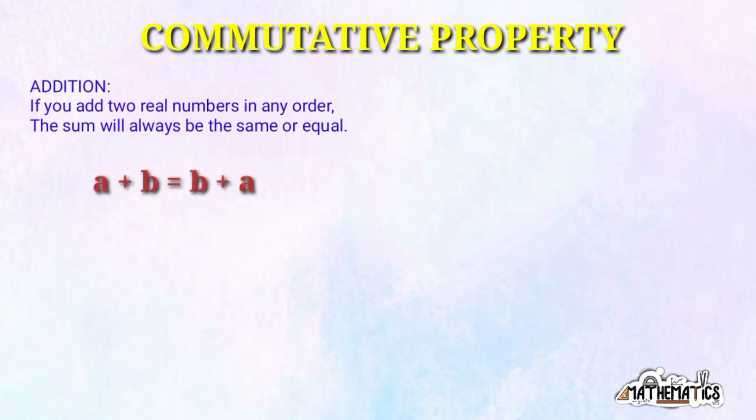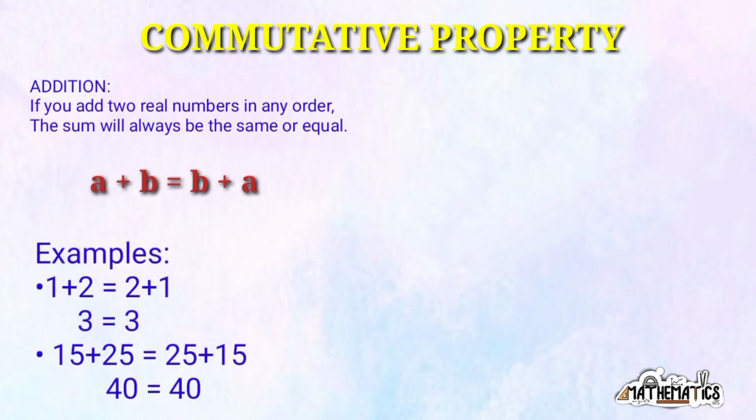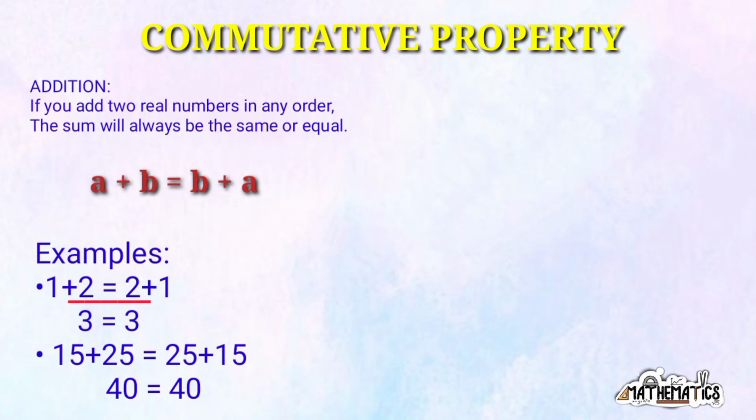It means A plus B is equal to B plus A, where A and B are elements of the real numbers. Example: 1 plus 2 is equal to 2 plus 1. As you notice, 1 plus 2 and 2 plus 1 have changed from their original positions, but they still have the same value because 1 plus 2 is equal to 3 and 2 plus 1 is also equal to 3, and 3 is an element of the real numbers.